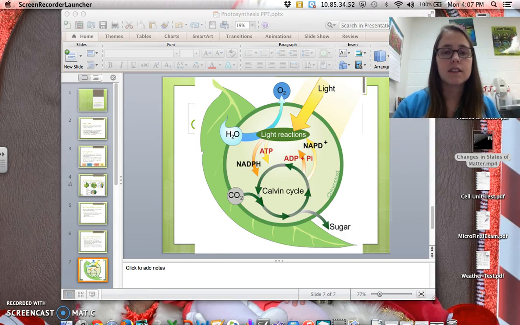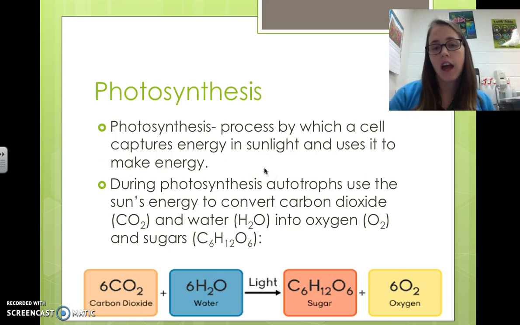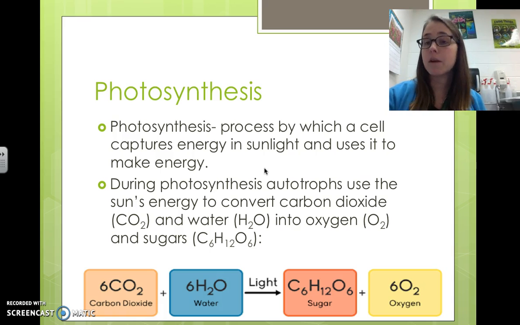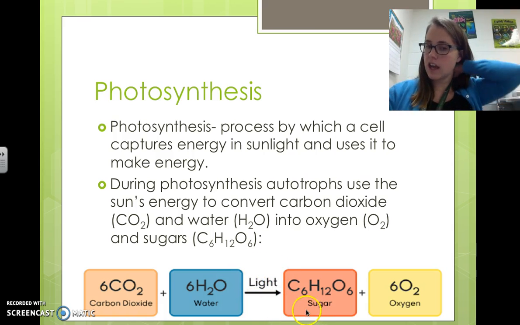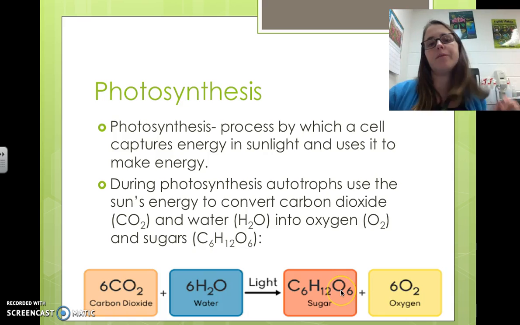Photosynthesis is the process by which a cell captures energy in sunlight and uses it to make energy that the cell can store. During photosynthesis, autotrophs, remember those are organisms that make their own food, like plants, use the sun's energy to convert carbon dioxide, CO2, and water, H2O, into oxygen, O2, and sugars, C6H12O6. Here are our reactants, the things we start with. Here's the light, because the light changes it, and then we end with oxygen and sugar.